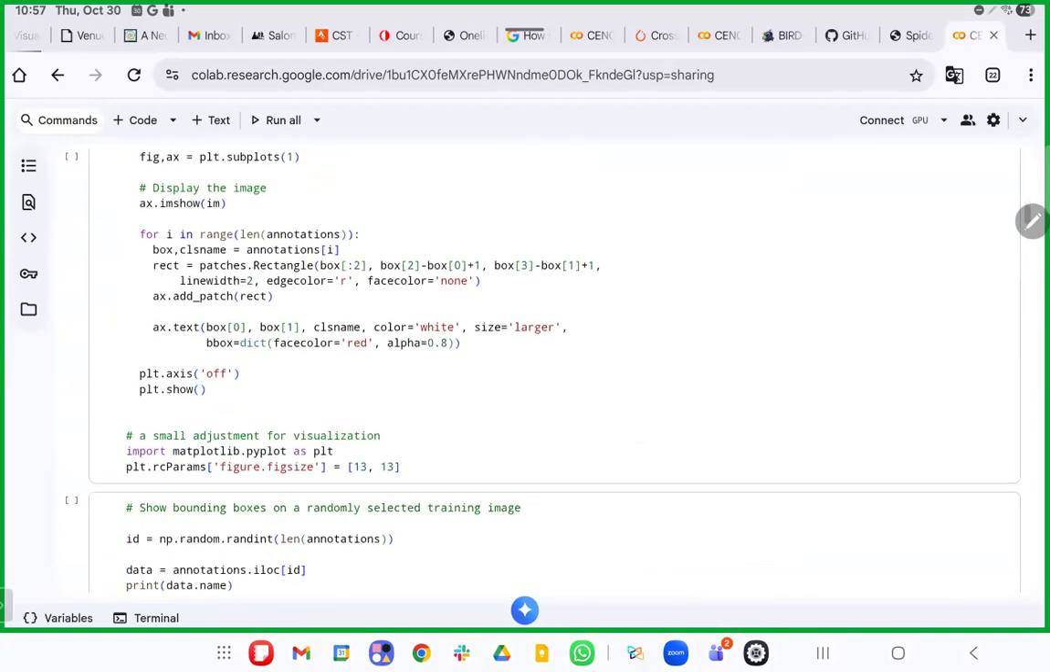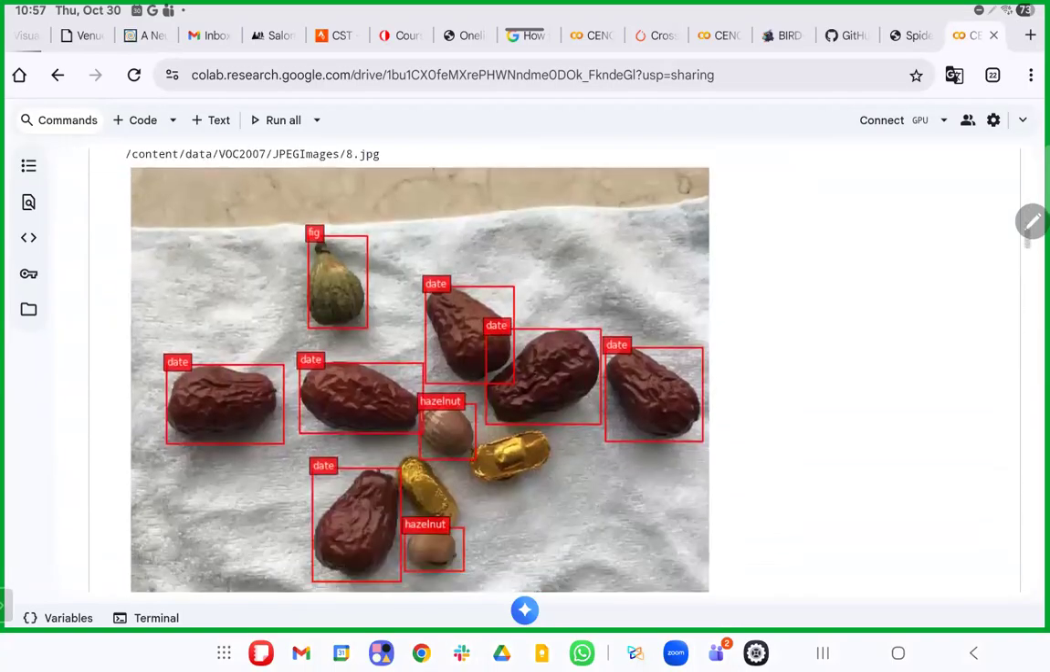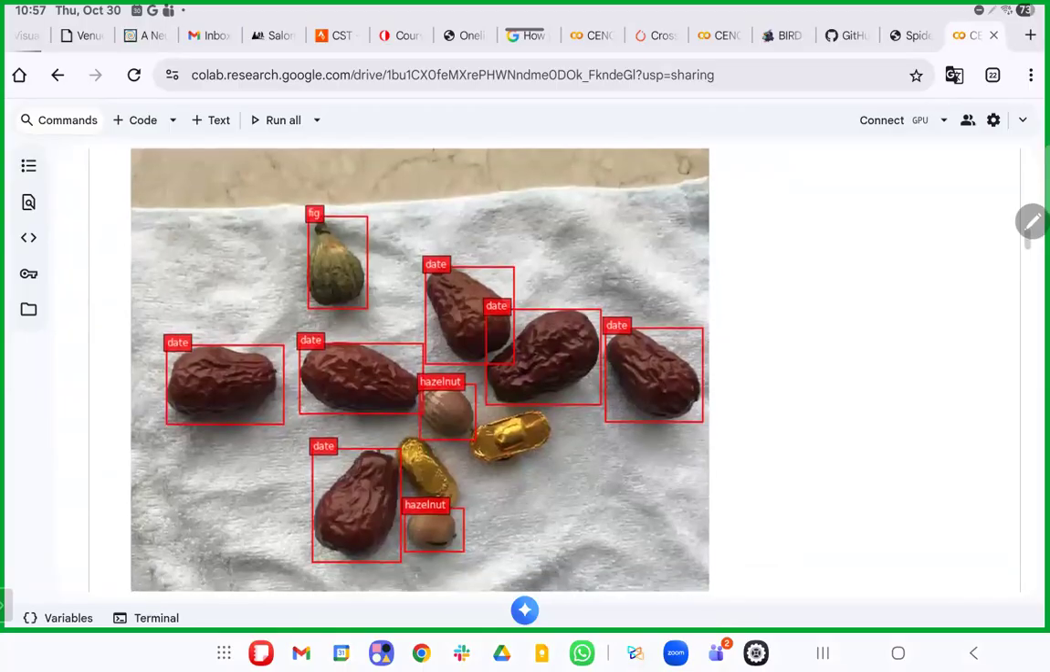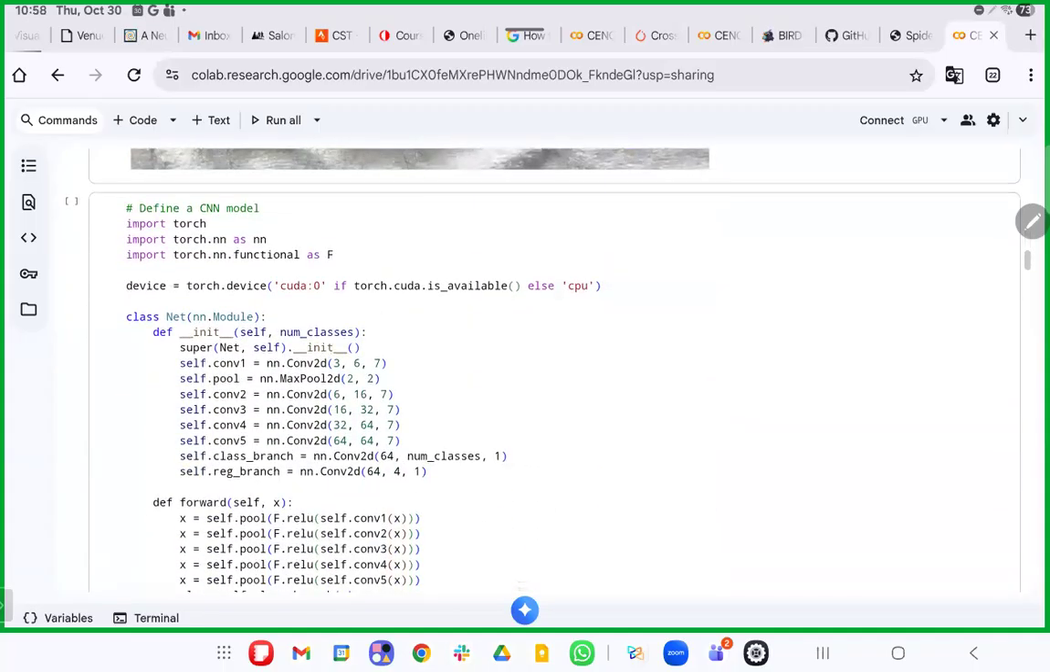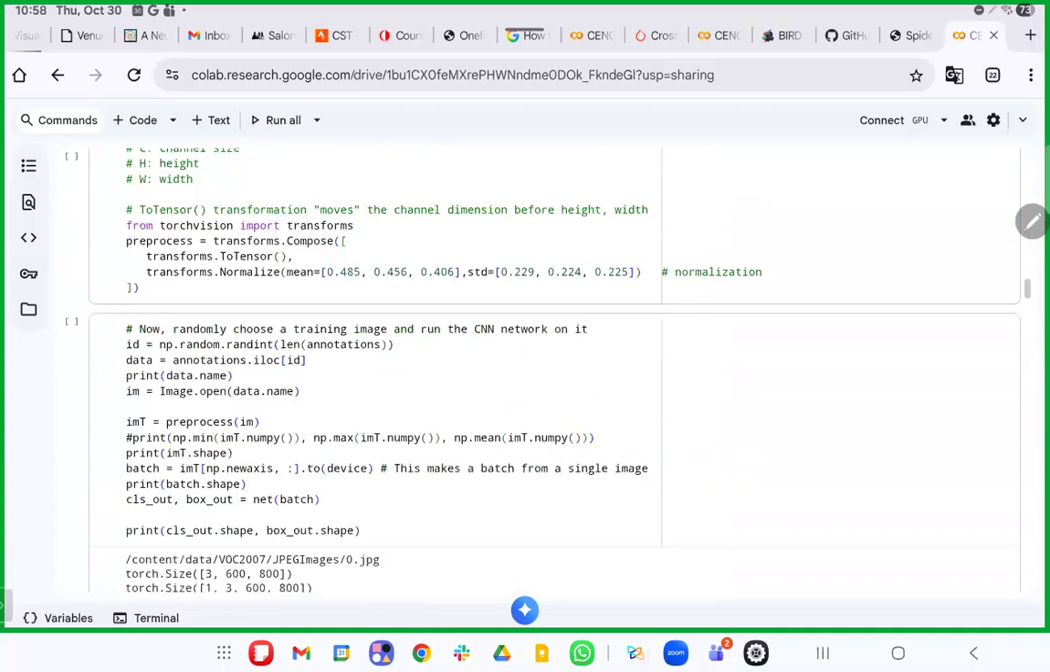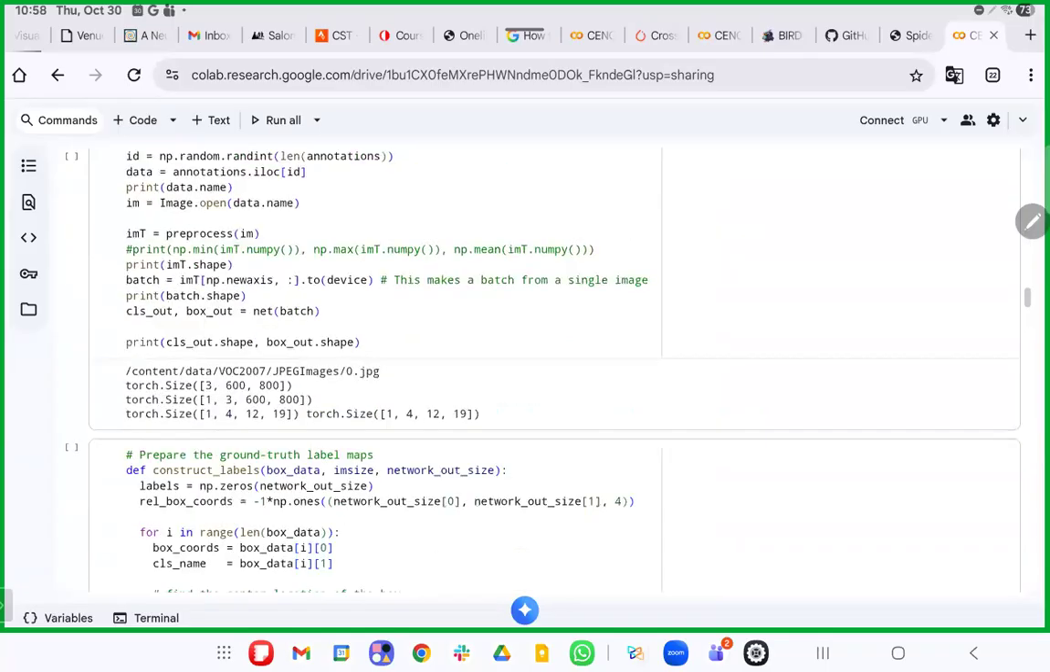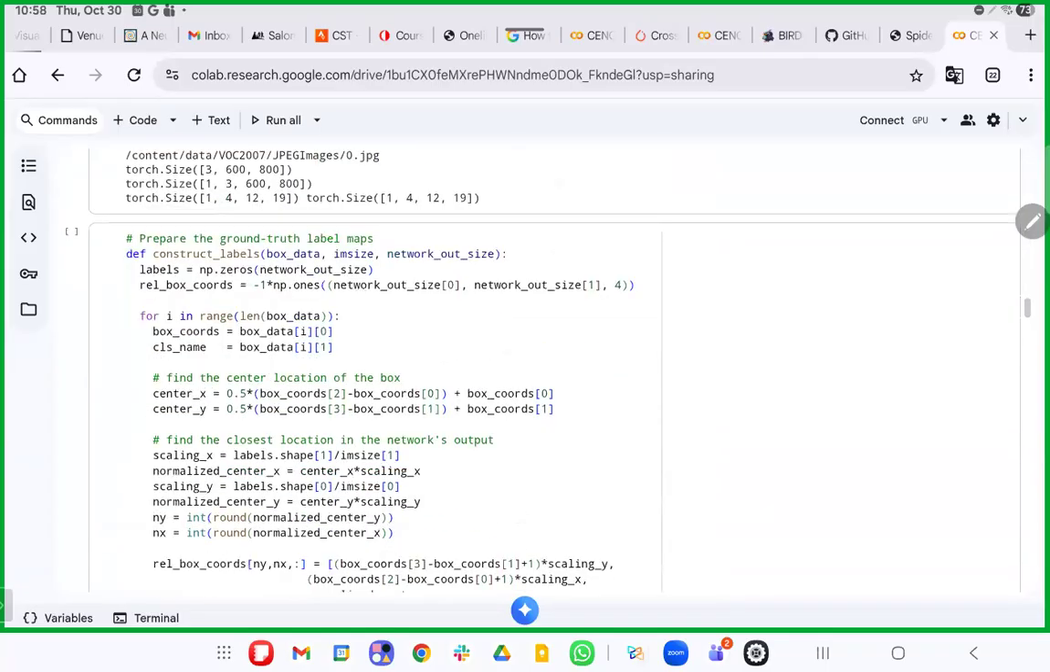Let me show you an example image here. So here we are trying to detect objects in three classes: a date class, a fig class, and a hazelnut class. There are three classes, and we have such images in this data set. You can consider this a toy data set. And for such an image, the corresponding label would be something like this.